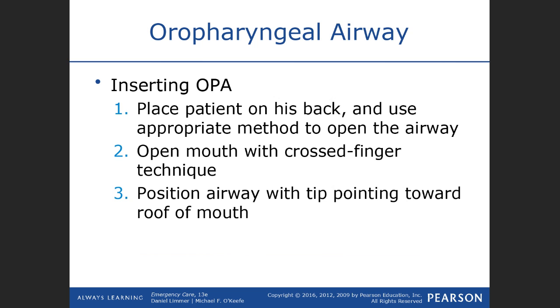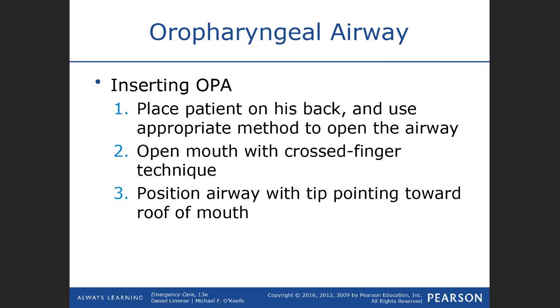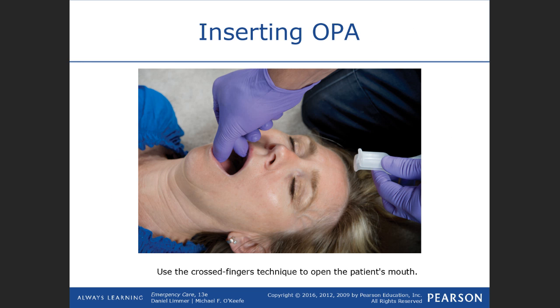Now, when you insert the airway adjunct, you will insert towards the hard palate. So you're inserting it in this direction, towards the hard palate. Once you touch the hard palate, you will rotate 180 degrees. Right? You can utilize your cross finger technique to create more space.